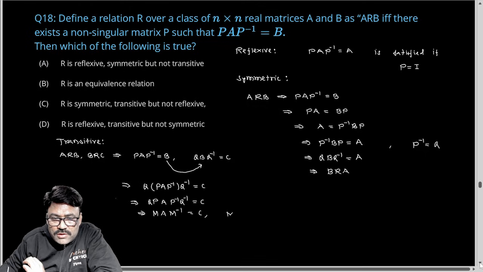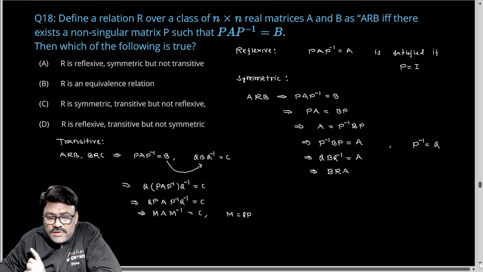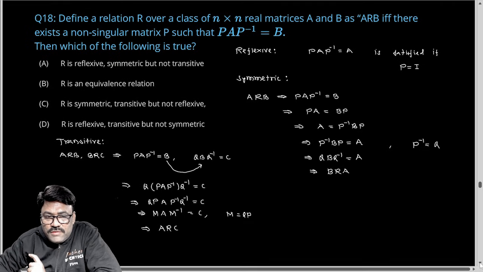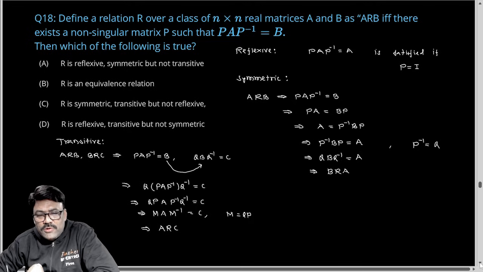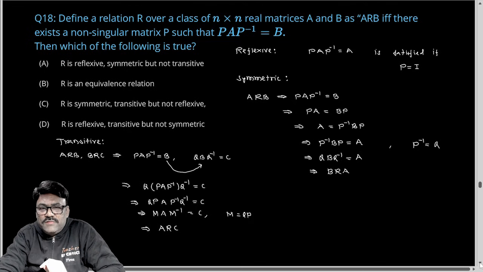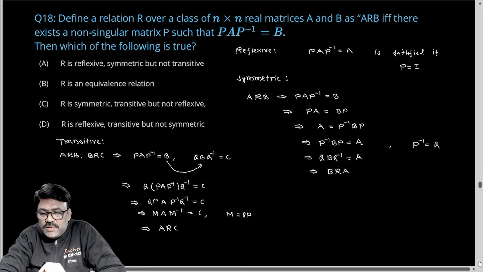M is the Q P matrix. So you can see that there exists a non-singular matrix M such that M A M inverse is C. So hence A is also related with C. So if A is related with B, B is related with C, then I got A related with C. Means it is transitive also. Hence it is an equivalence relation.